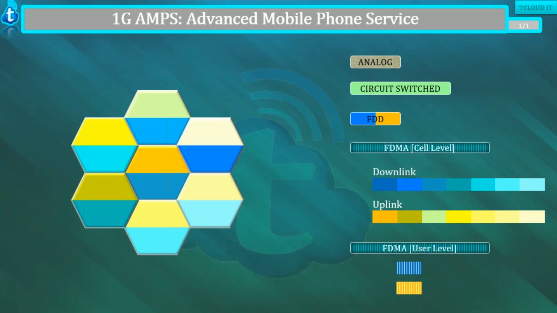Every cell, as you can see in the left hand side picture, has two colors, where those two colors represent one the uplink frequency and the other the downlink frequency. So if you buy a chunk of frequency, it would be divided into smaller pieces, and we would allocate one piece to one cell.